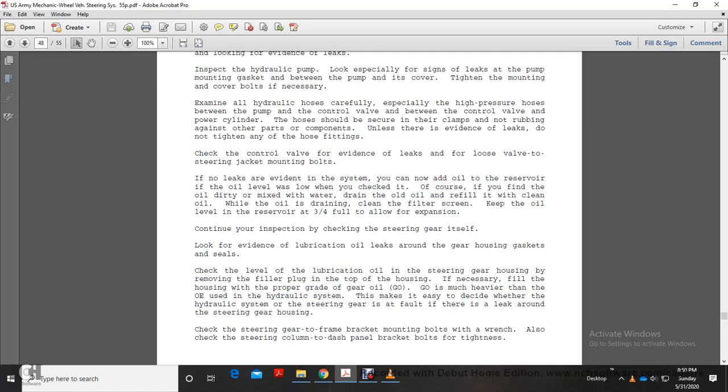If no leaks are evident in the system, you can now add oil to the reservoir if the oil level was low on the dipstick. But of course, if you find the old oil dirty or mixed with water, drain the old oil and refill it with clean oil. While the oil is drained, clean the filter screen. Keep the oil level in the reservoir 3/4 inch from full to allow for expansion.